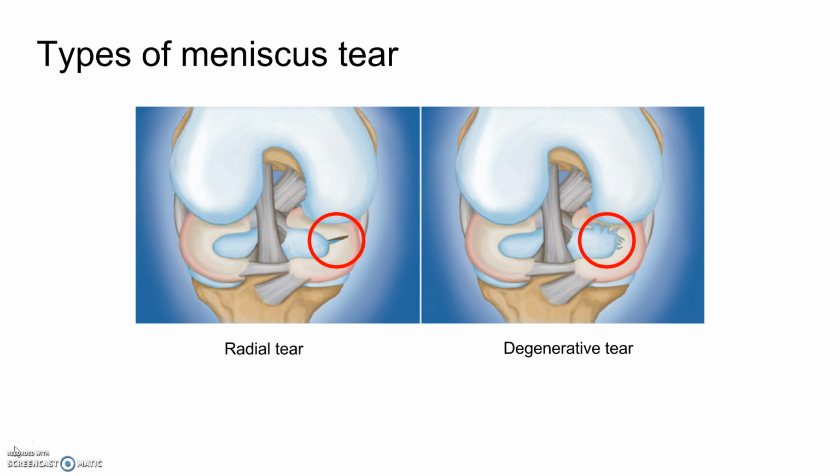There are several types of meniscus tear. First, we have here the radial tear. Basically, it is short tears that extend from the inner margin of the meniscus and head towards the outer part of the meniscus. Degenerative tear happens along the edges.